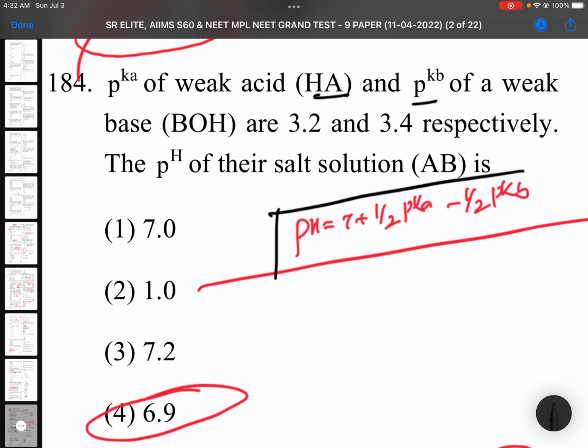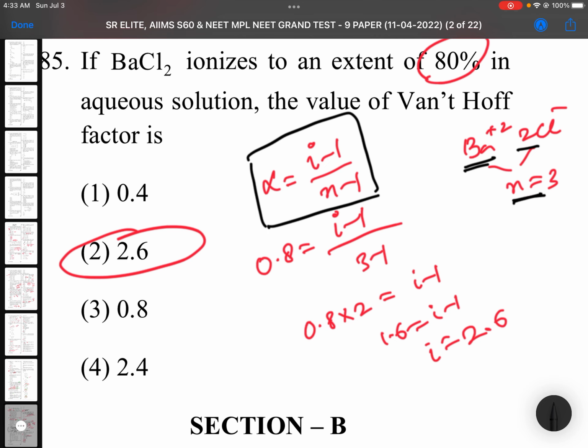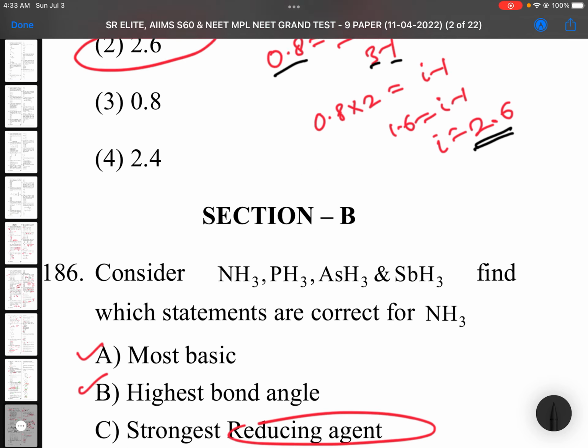If BaCl2 ionizes to an extent of 80% in aqueous solution, the value of van 't Hoff factor is? Here I made the solution also. Alpha is equal to (i minus 1) by (n minus 1), where barium chloride gives you Ba2+ and 2 Cl- ions. So the number of ions will be 3. So that is 3 here, 3 minus 1. 80% means 0.8. On solving, you will get 2.6. You can check this simple question.